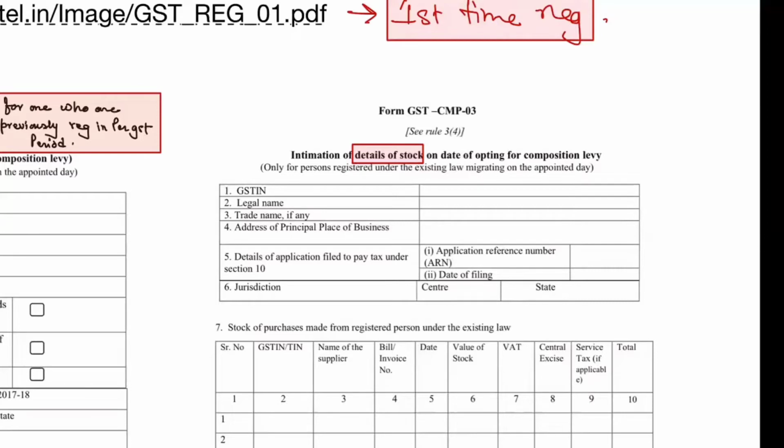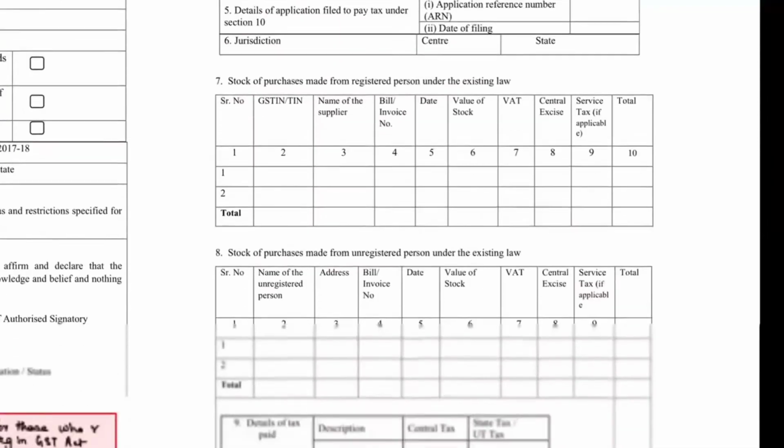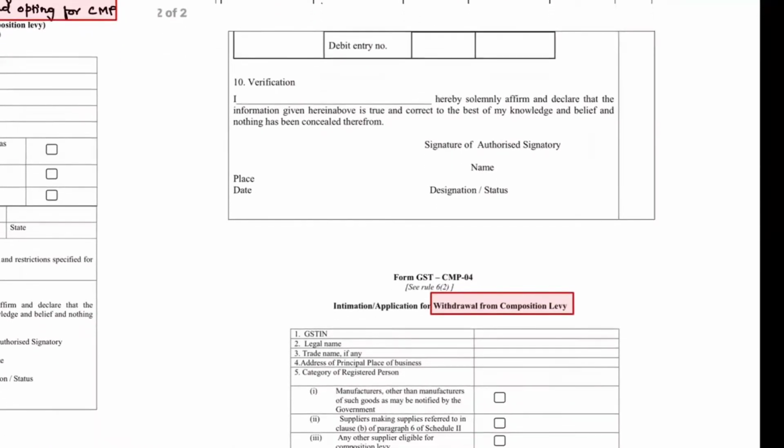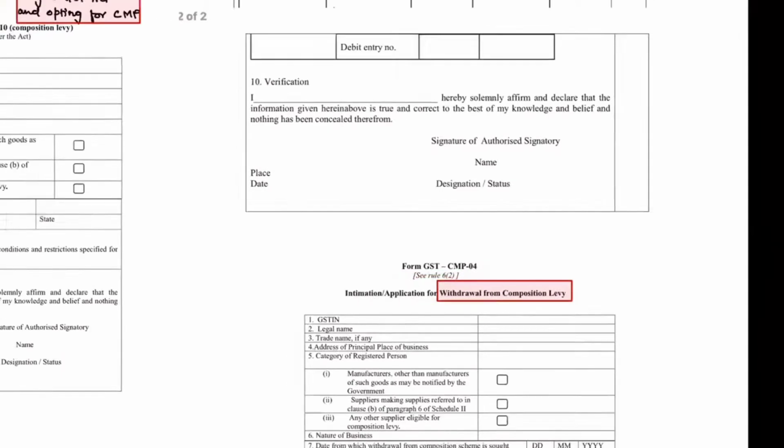So anyone opting for composition scheme who has a supplier in a business entity, that shouldn't be done. And if you are taking withdrawal for the same reason, correct, then you have to file an intimation or an application for withdrawal from composition levy in CMP-04, correct. Am I clear with it? Okay. Now let's read what is written in the book.